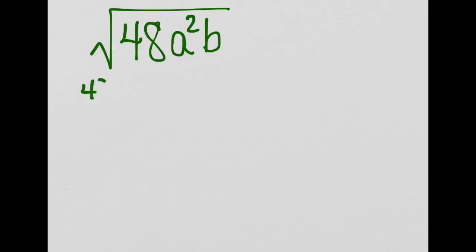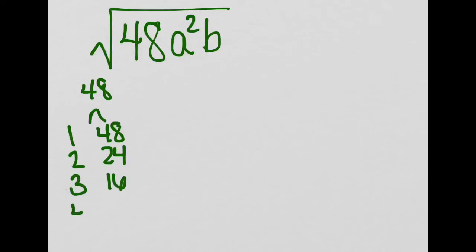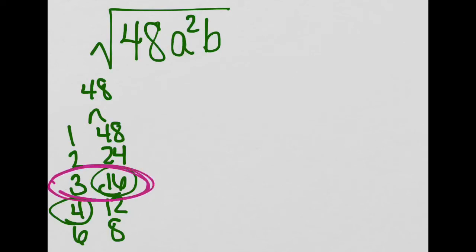So I want to work with 48. And what are my factors of 48? I have 1 and 48, 2 and 24, 3 and 16, 4 and 12, 6 and 8. So 4 is a perfect square and 16 is a perfect square. I want to use the larger perfect square. So 48 here is going to be the square root of 16 times the square root of 3.